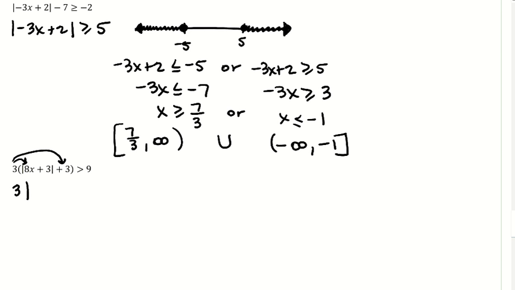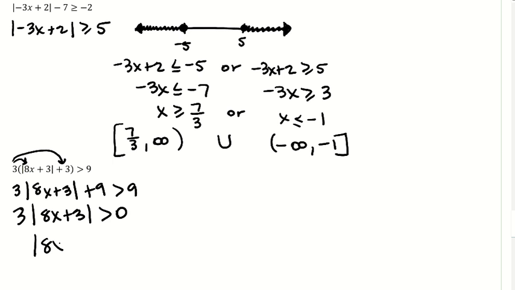So I've got 3 absolute values of 8x plus 3 is greater than 9. I'm going to subtract 3 from... Wait, no, I've distributed wrong. Yeah, thank you, plus 9. So I've got 3 absolute values of 8x plus 3 is greater than 0 when I subtract 9 from both sides. Then I'll divide by 3, and I get absolute value of 8x plus 3 is greater than 0.